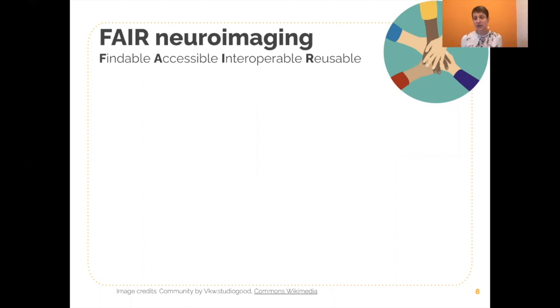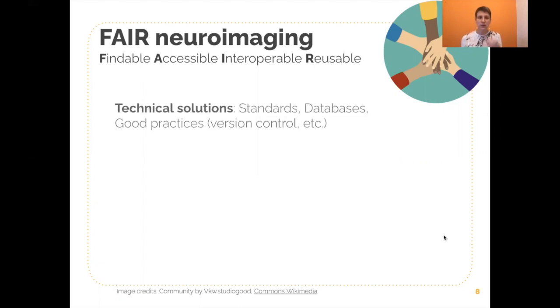As was said in the title, our focus here is to work with research outputs that are FAIR. So what do we mean by FAIR? FAIR stands for findable, accessible, interoperable, and reusable. And we'll get into more details about what this means practically. But often when we hear about FAIR, we think of technical solutions: standards, databases, good practices. And this is very true. In order to implement FAIR, we need technical solutions.